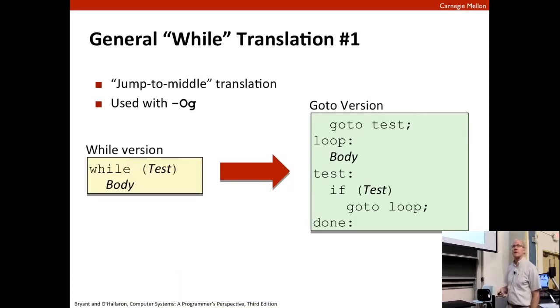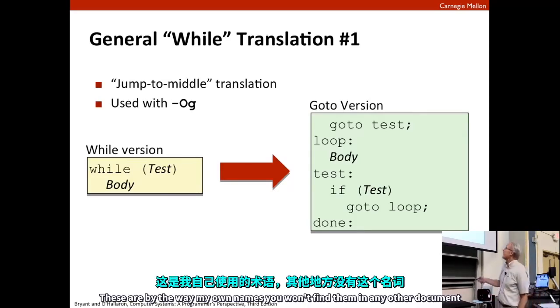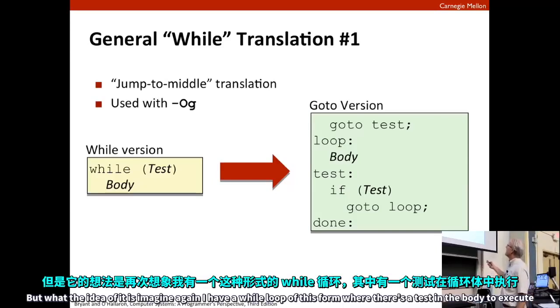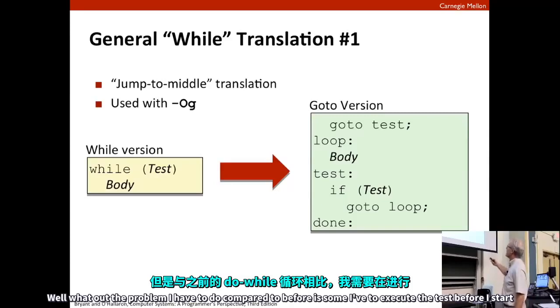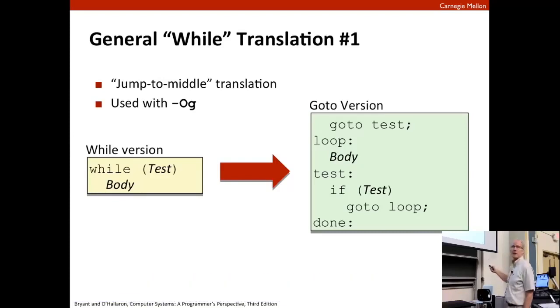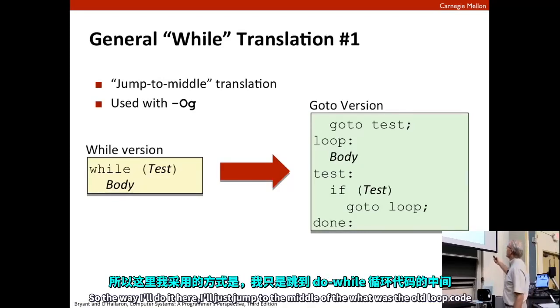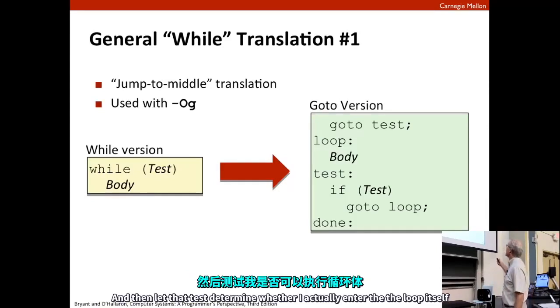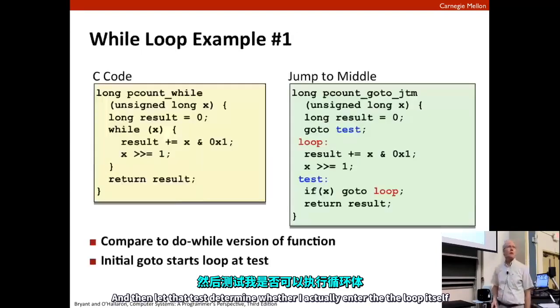So anyways, with this default optimization we're using for this course, it does a transformation I call the jump to middle translation. These are, by the way, my own names. You won't find them in any other document. But the idea of it is, imagine again I have a while loop of this form where there's a test and a body to execute. Well, the problem I have compared to before is that somehow I have to execute the test before I start the first iteration of the loop. So the way I'll do it here is I'll just jump to the middle of what was the old loop code, to the test portion of that loop, and then let that test determine whether I actually enter the loop itself.